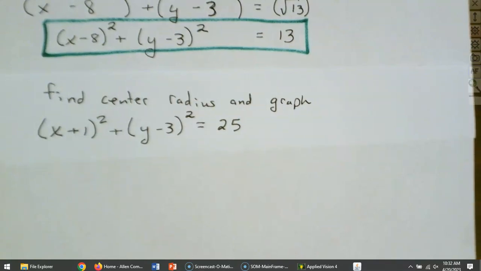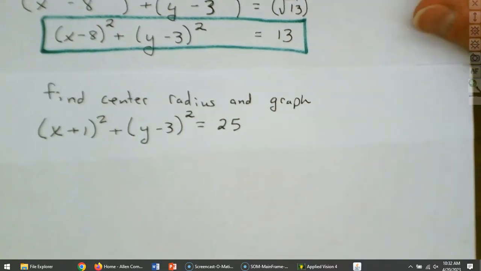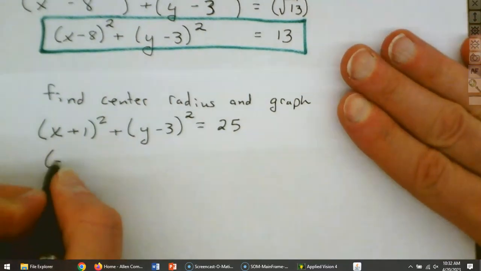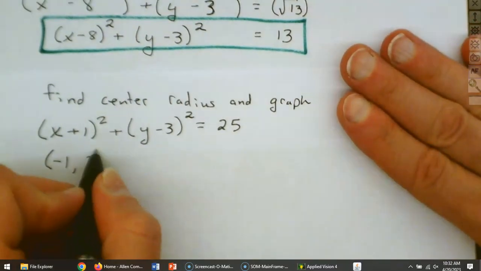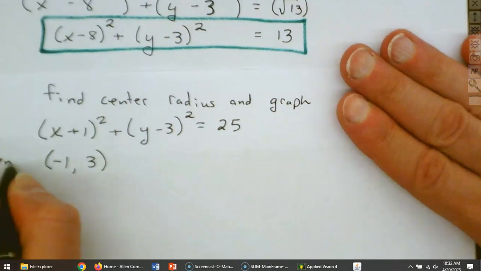When we go from the center radius form to the center of a circle, or vice versa, we always have to switch our signs. So right now it's 1 and negative 3. We're going to have to switch them. So when I switch them, it becomes minus 1 and positive 3. So that is my center.